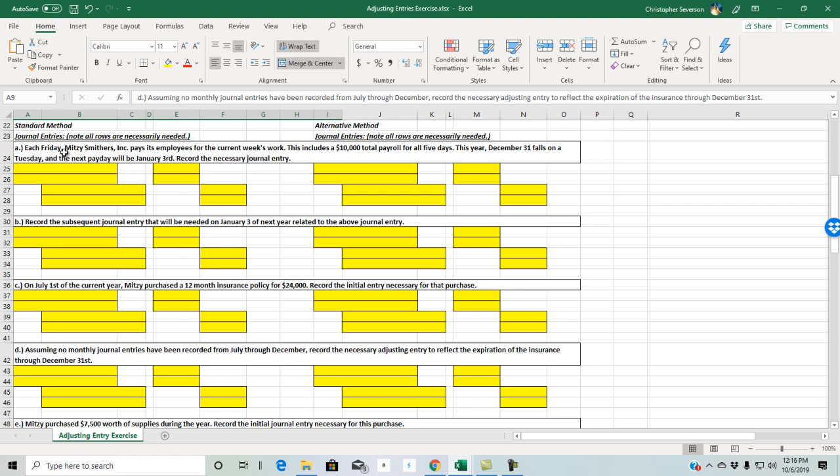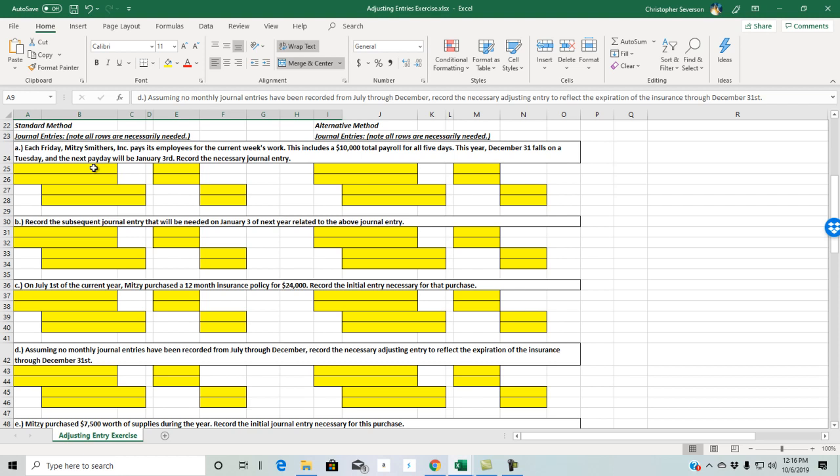So A, each Friday, Mitzi Incorporated pays its employees for the current week's work. This includes a $10,000 payroll for all 5 days. This year, December 31st falls on a Tuesday, and the next payroll will be January 3rd. So we are concerned with basically Monday and Tuesday. We're trying to accrue for the salary expense, and we have to record 2 days of it, Monday and Tuesday. The next payroll will be Friday, January 3rd.